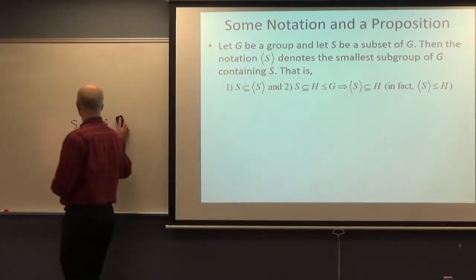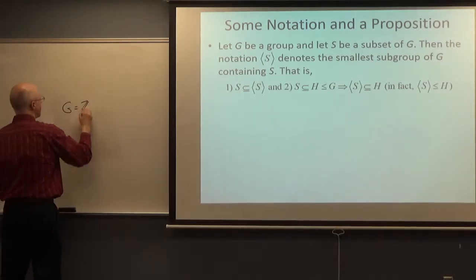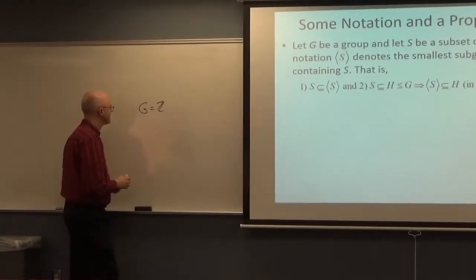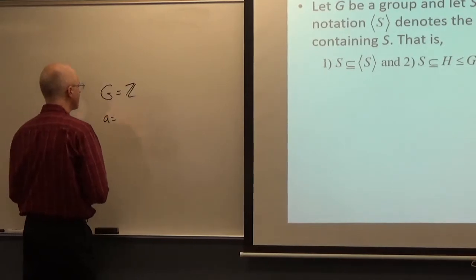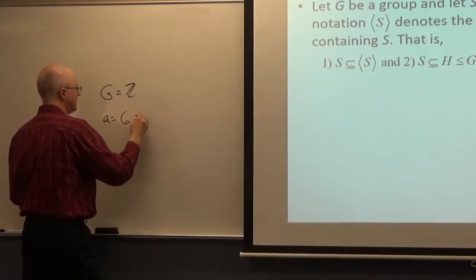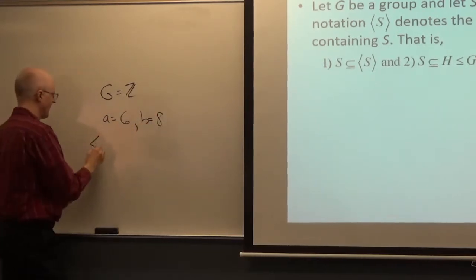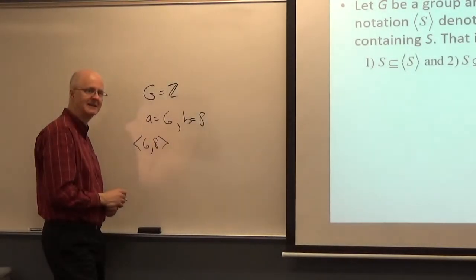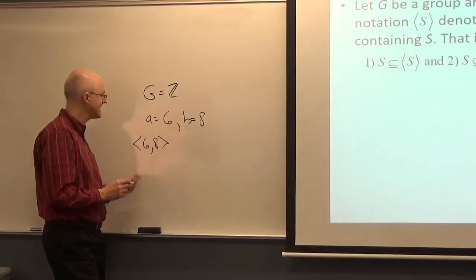As an example, say G is the integers under the usual operation of addition. And maybe A is the number 6 and B is 8. What's the subgroup generated by 6 and 8? Meaning, what is the smallest subgroup of Z containing both 6 and 8?